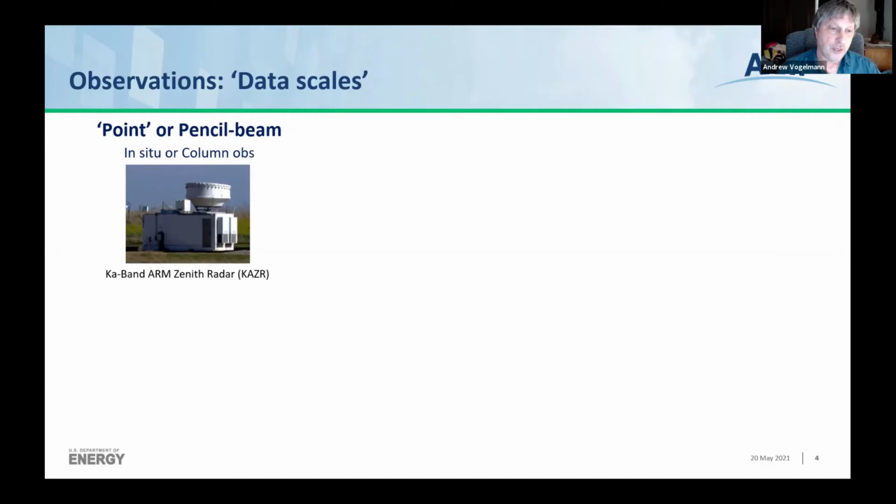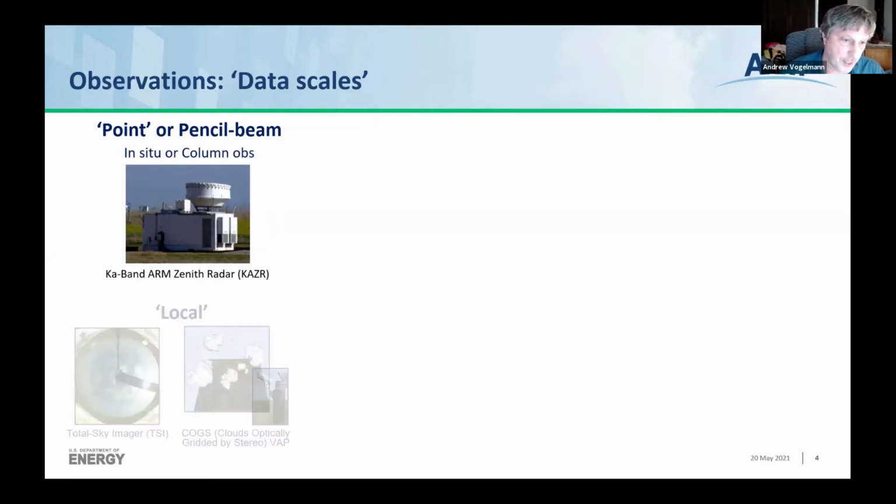Okay, so in the case of the KAZR, it's a pencil beam that's looking up, and clouds are advecting through it. So you can get the valuable information, but it means that you may have to integrate longer in time to capture statistics that are relevant to the model.